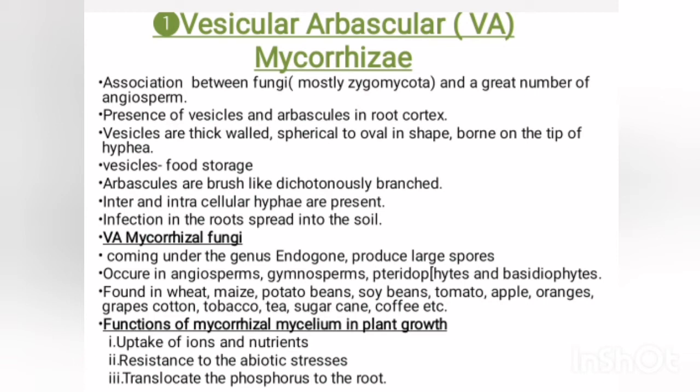The VAM mycorrhizae represent the association between the fungi, mainly zygomycetes, and a great number of angiosperms, such as tropical forest soil plants, agricultural crops, and most of the herbs and grasses. In vesicular arbuscular mycorrhizae, the fungal hyphae develop some special organs called vesicles and arbuscules within the root cortical cells.